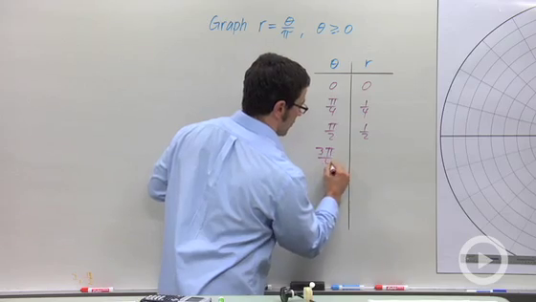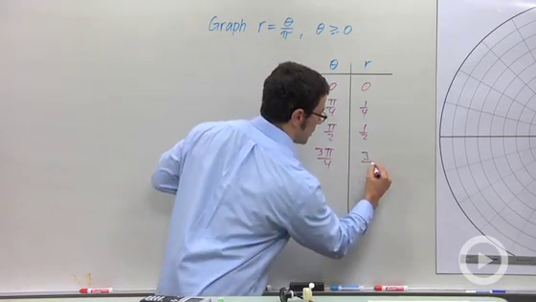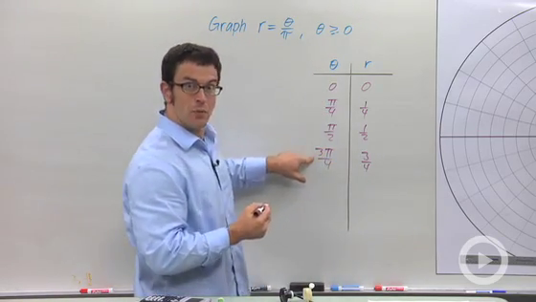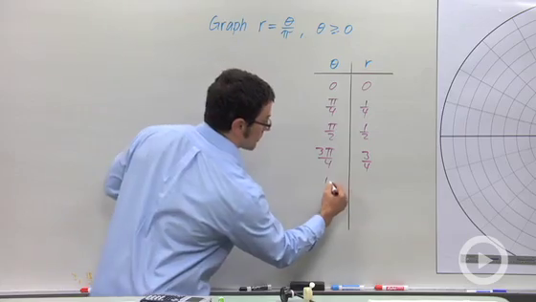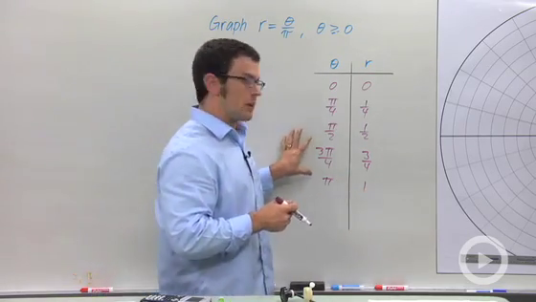Let's try 3 pi over 4. 3 pi over 4 divided by pi is 3/4. And you can kind of see the pattern. The number I'm going to get here is basically this number without the pi, right? Divide out pi. So pi will give me 1, and so on. Let me plot some of these points and see what kind of a curve I'm getting.